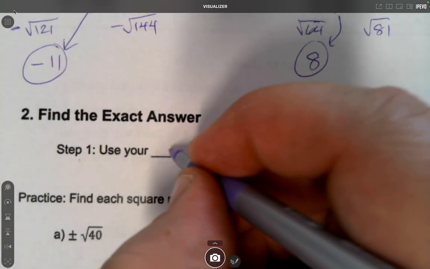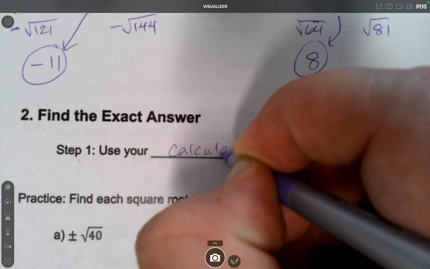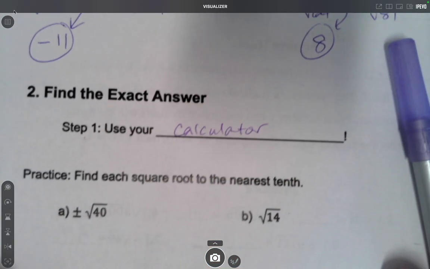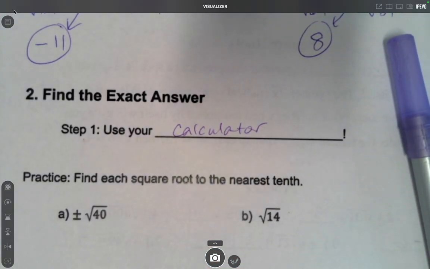Now, this is what I might ask you to do without a calculator, finding the estimate. But you can also find the exact answer using your calculator. So get your calculator out so you can see exactly what's going on. Give me just a second. I'm going to get a calculator so you can see it in action.